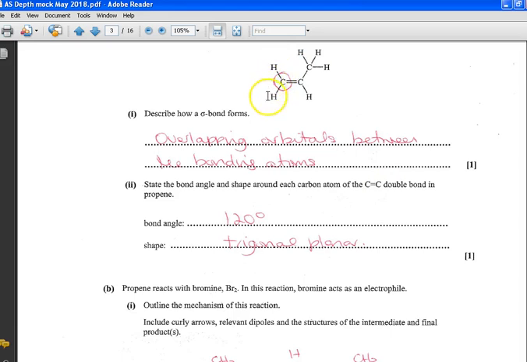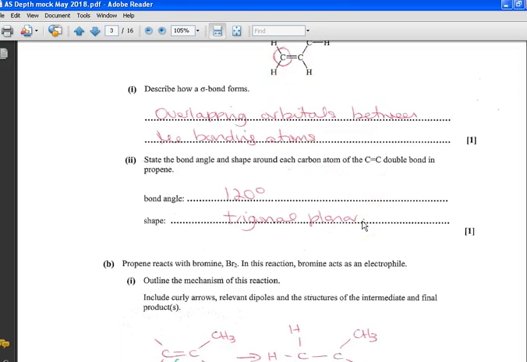Bond angle around the double bond here is planar. This is a planar part of the molecule. And it's trigonal planar because there are 3 bonds effectively. Don't forget that the double bond is treated as a single bond in this case. So trigonal planar, 120 degrees.